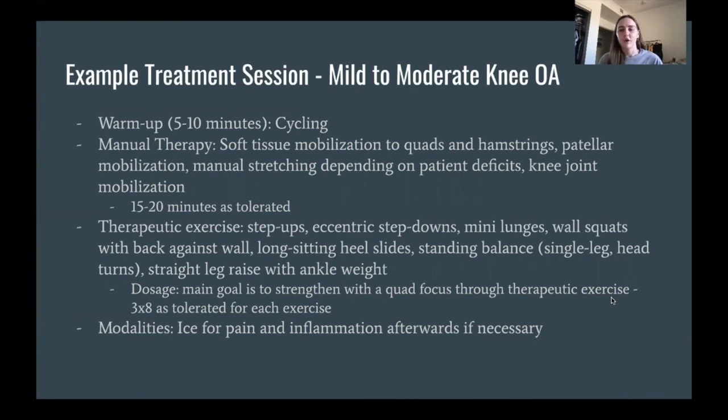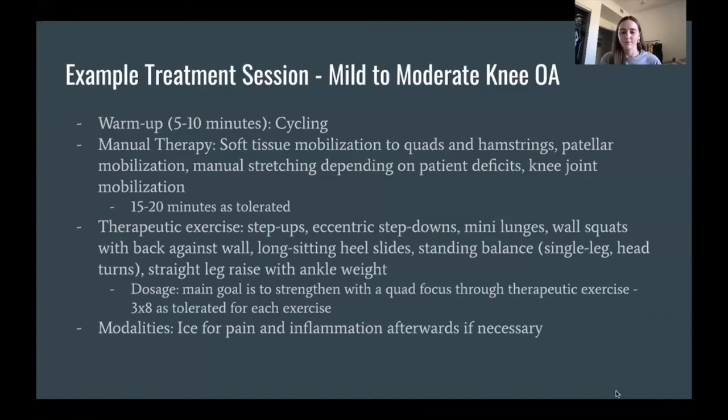And then standing balance, we really want to get those proprioceptors back in play for our patient. And the dosage for all this, we don't want to be cookie cutter, but we do want to focus on that strength, especially in the quads. And so somewhere around 3 sets of 8, it'll be individualized for the patient and for each exercise, but we really want to focus on that strength of the quads. And then modalities, ice for pain and inflammation can be really effective with knee OA depending on the patient.